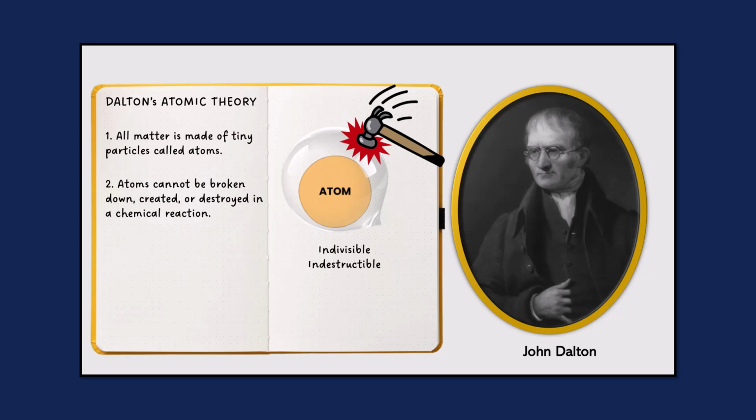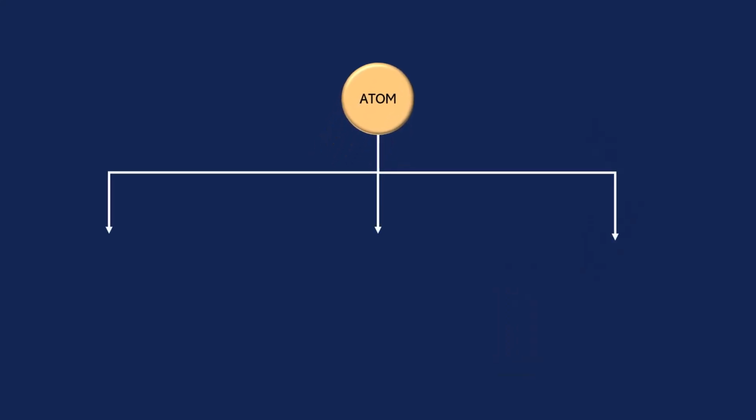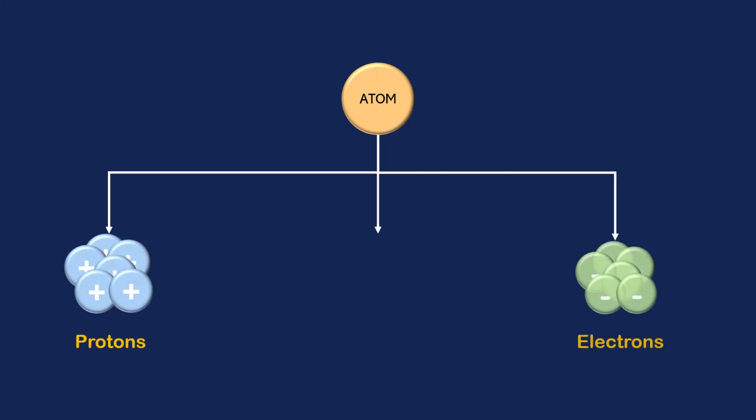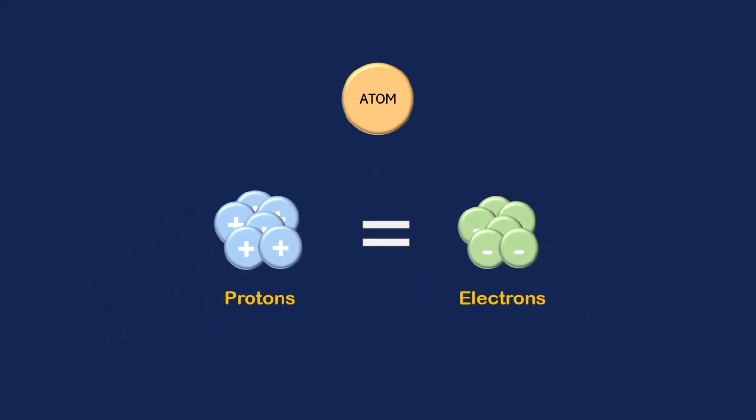But later, scientists discovered that an atom itself is made up of three smaller particles. Protons are the positively charged particles. Electrons, they are the negatively charged particles. And then there's neutrons, who have no charge. Normally, the number of protons and electrons are equal, so the atom is neutral.